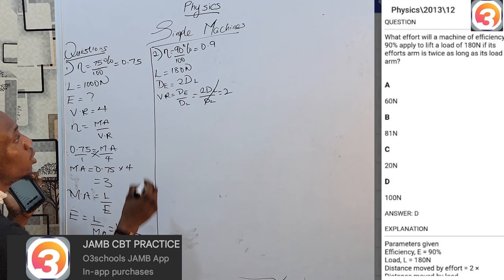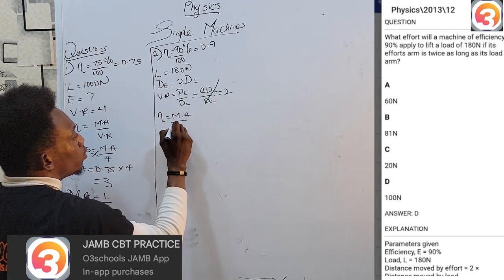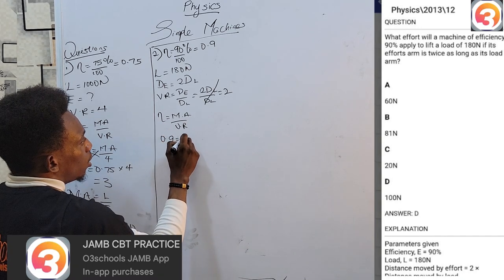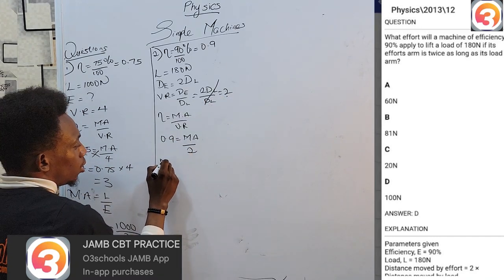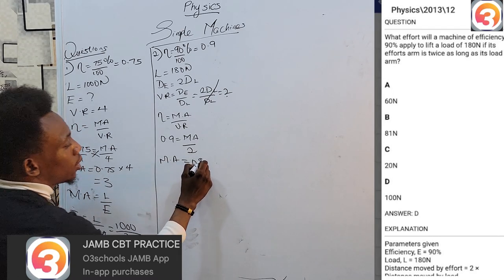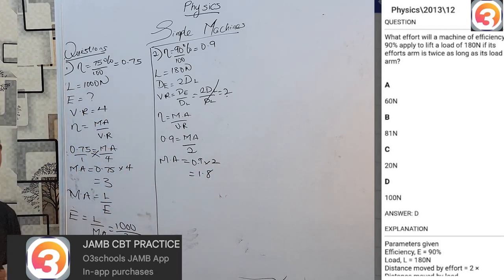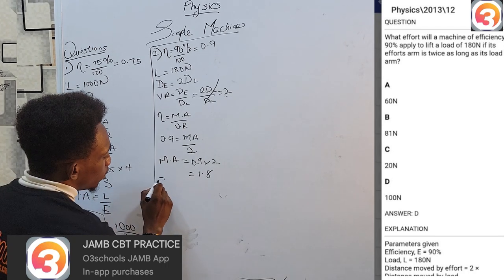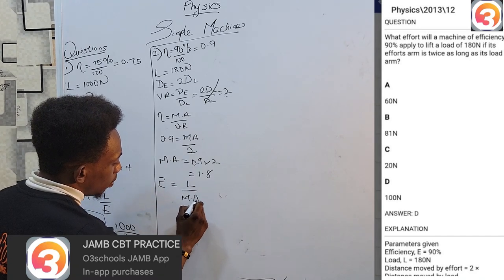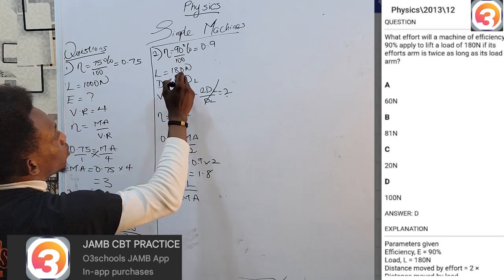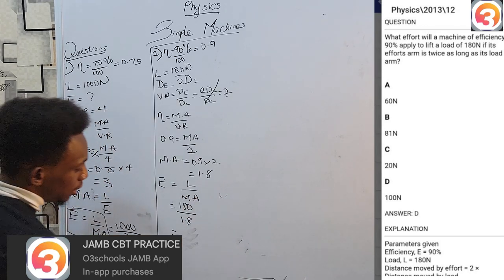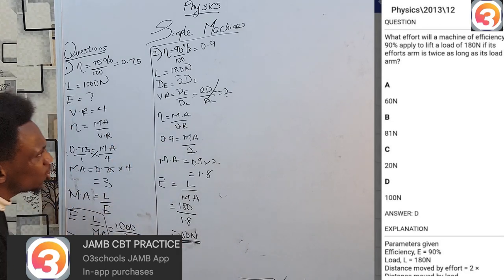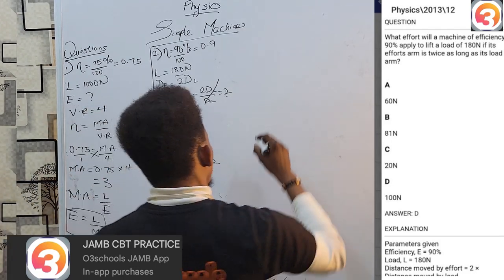Okay, see, these are just very simple. Efficiency will be MA over VR. Efficiency is 0.9, MA is unknown, but VR is 2, as we've gotten here. So if I cross multiply, MA equals 0.9 times 2, which is 1.8. At this point, I know my mechanical advantage. Just like before, effort is going to be load over MA. The load was given to us as 180, and MA is 1.8. 180 divided by 1.8 is 100 newton. So you see, these are really truly simple. There's no problem there.